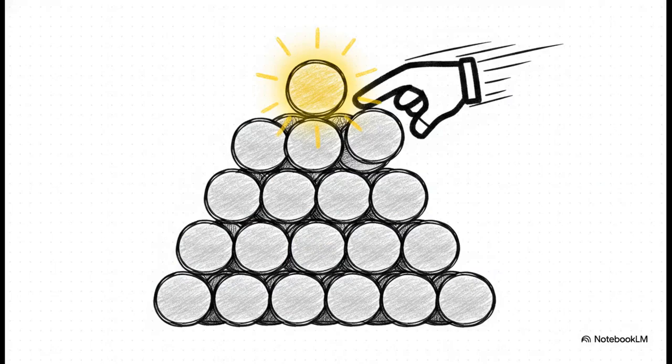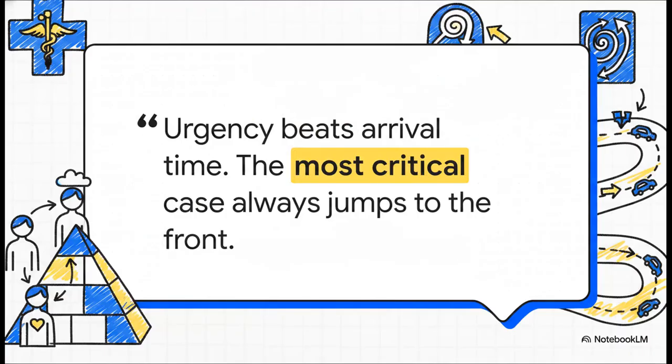But hey, sometimes you don't actually care about searching through a massive sorted list. A binary search tree is great for finding sorted data fast, but what if you need instant access to the highest priority item right this second? For that, you need a heap. As the saying goes, urgency beats arrival time. The most critical case always jumps to the front automatically.